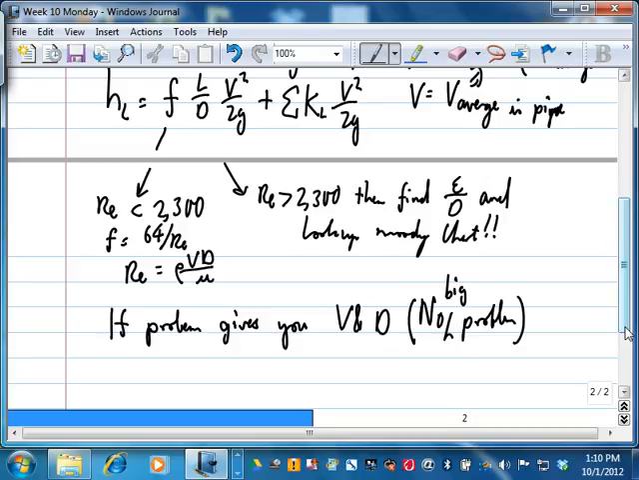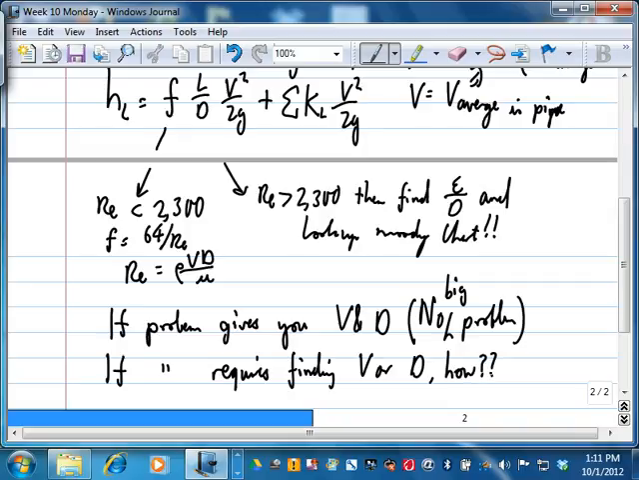But if the problem requires finding V or D, how? In recent history, exam problems don't tend to be like this. They want to make it easy. It tends to be like this: you find one or the other, not both. You cannot find both velocity and diameter.